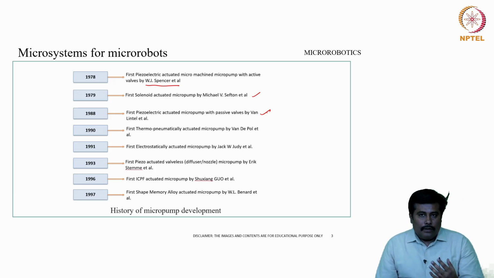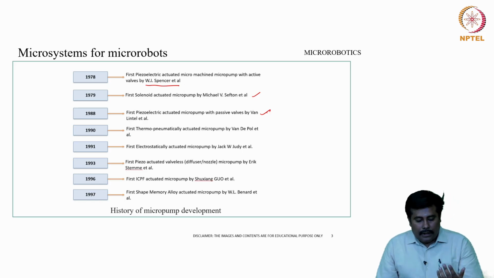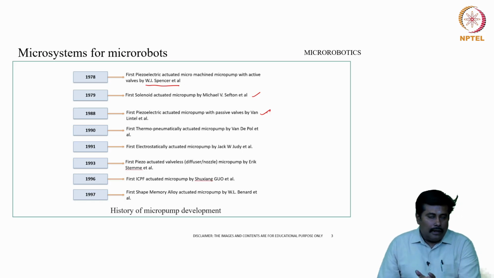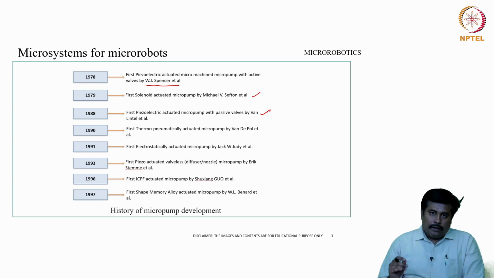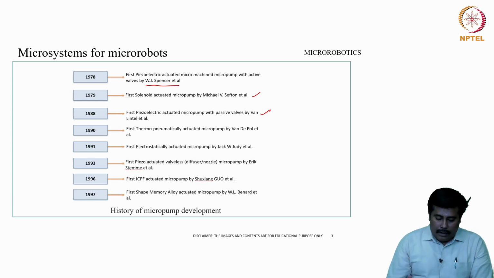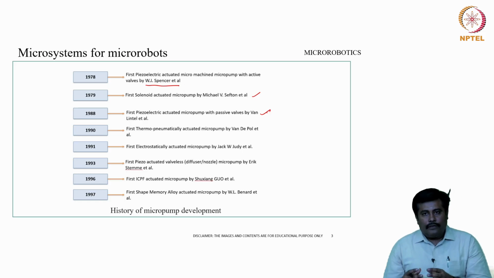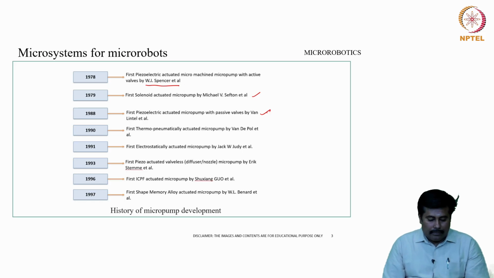Then slowly, with the increase in technology related to electrostatic actuations, the first electrostatically actuated micropump was realized in 1991, and in 1993 the first valveless piezoelectric based micropump was realized. Okay. So, with reference to valveless micropumps, they have good efficiency. We will discuss this valveless micropump in detail.